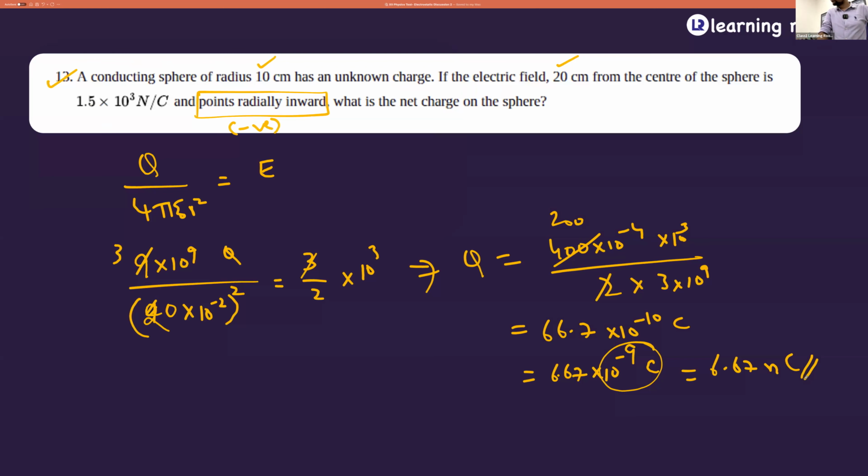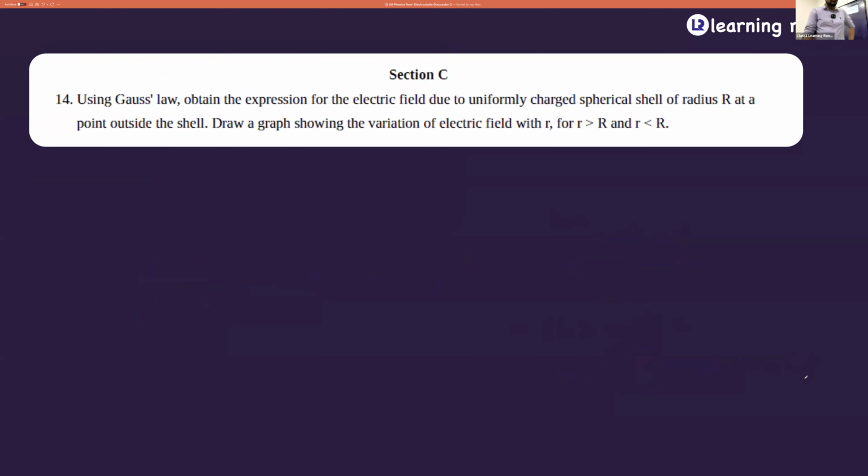Shall I proceed? Yes. Listen. Using Gauss law, obtain the expression for the electric field due to a uniformly charged spherical shell of radius capital R at a point outside the shell.